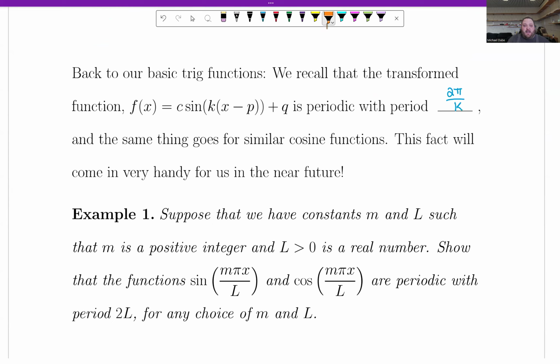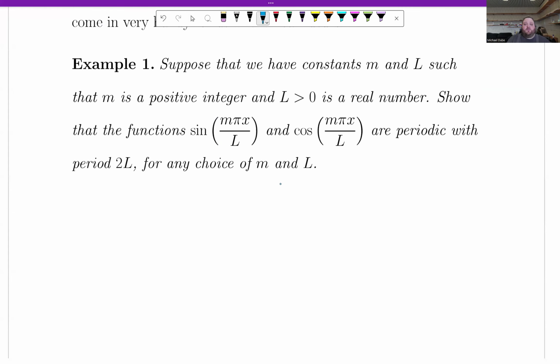So that is this value right here that's outside of the bracket that contains x minus whatever our horizontal shift is. Okay? And the same thing goes for the similar cosine function. This fact will come in handy for us in the near future. Suppose that we have the constants m and l such that m is a positive integer and l is greater than 0 is a real number. Show that the functions sine of m pi x over l and cosine of m pi x over l are periodic with the period 2l for any choice of m and l.